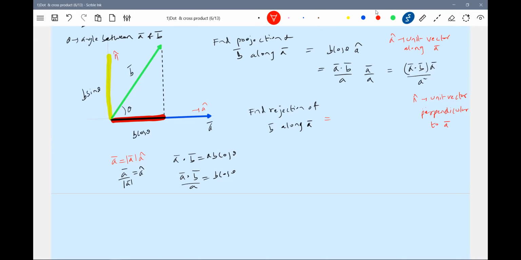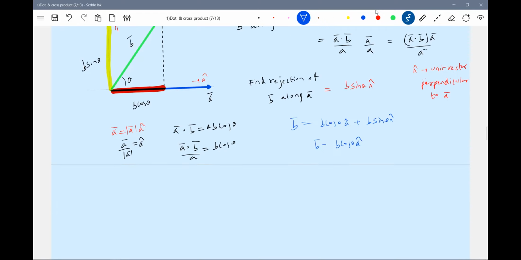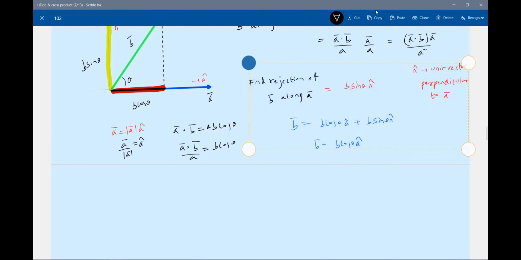Now find the rejection of B bar along A bar. What should it be equal to? B sine theta into n cap. B sine theta, from where to bring? B cos theta A cap plus B sine theta n cap. Vector, go for resolution of vectors. Before going for this, let me go for the other one. How will you define the vector? B cos theta A cap, B sine theta n cap. What is B sine theta n cap? B bar minus B cos theta A cap. This I'll substitute there. I will shift it; let everything be at one place in the discussion.